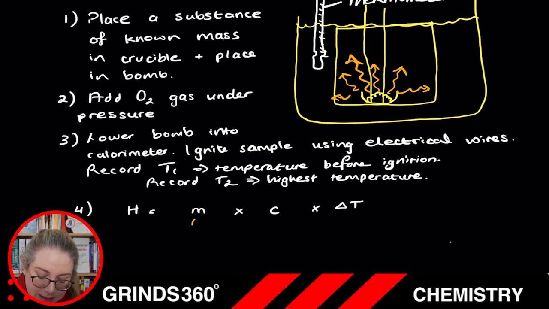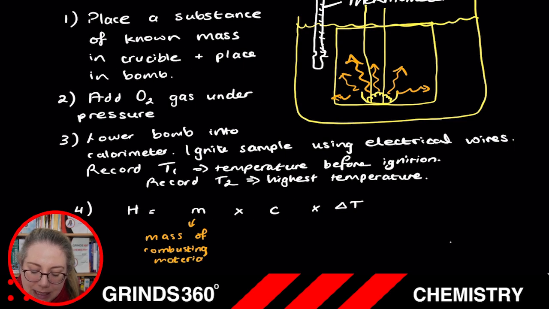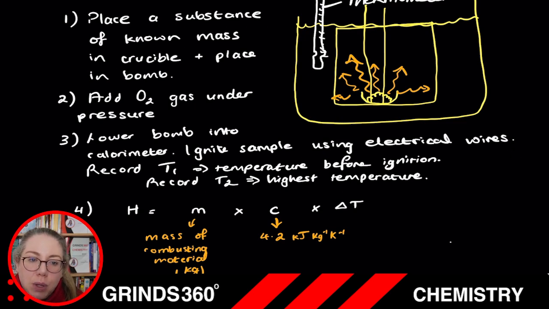So M, this is the mass of the thing in the crucible. So it's the mass of the combusting material. And the mass will have to be in kilograms. And the reason why is because of the specific heat capacity. You'll be given the specific heat capacity of water as 4.2. The unit is kilojoules per kilogram per Kelvin. So because of the per Kelvin component of the specific heat capacity, your mass has to be in kilograms. It can't be in grams.